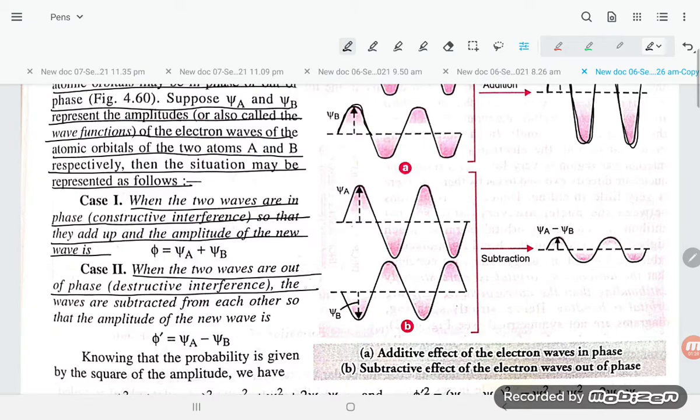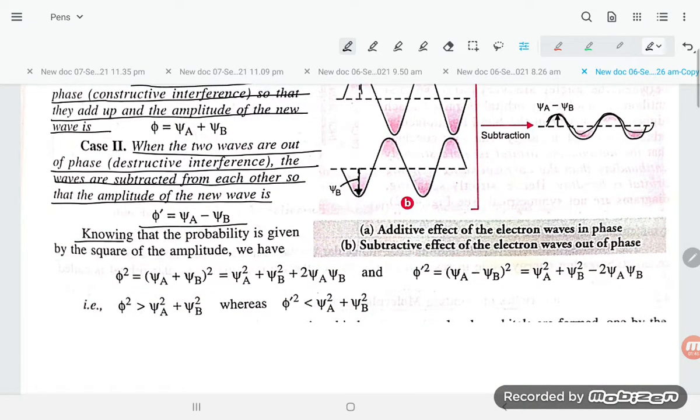And when the two waves are out of phase, that is destructive interference, the waves are subtracted from each other, so the amplitude of the new wave is psi equal to psi A minus psi B. Here one is going downside, the other upside, so the resultant is very small: psi A minus psi B.